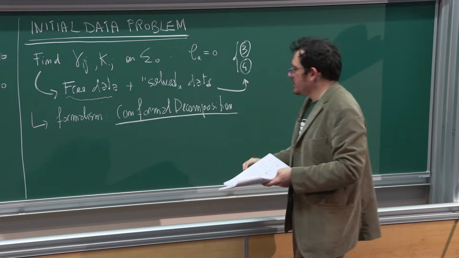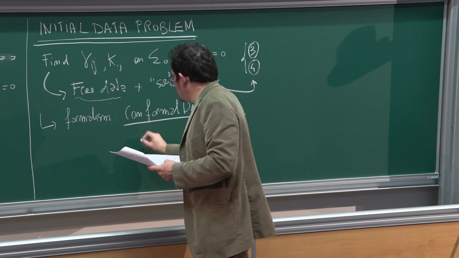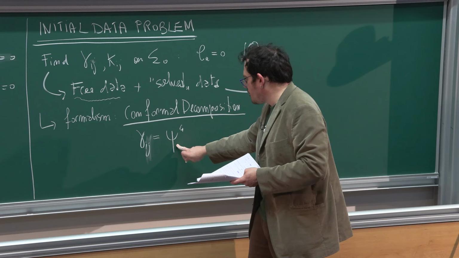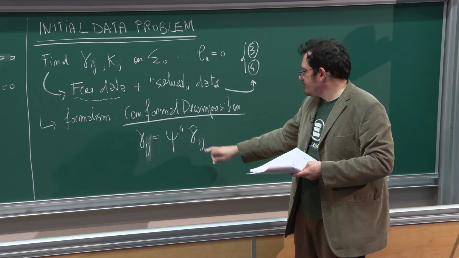It means that you don't solve for gamma ij, but you introduce new variables, and rewrite the equation in terms of these variables. So what are these variables? These variables are a conformal factor, which is taken with this power, times a conformal metric. This now becomes the two new variables.